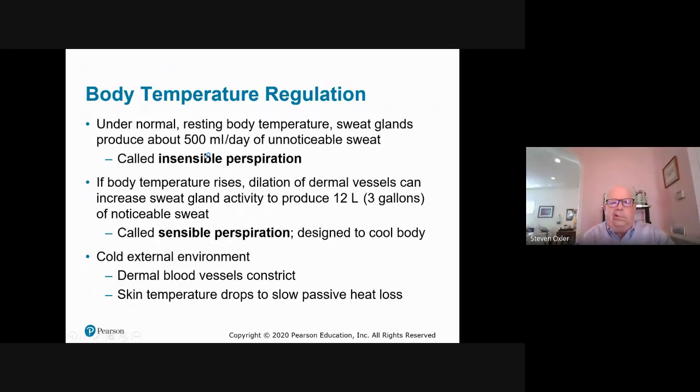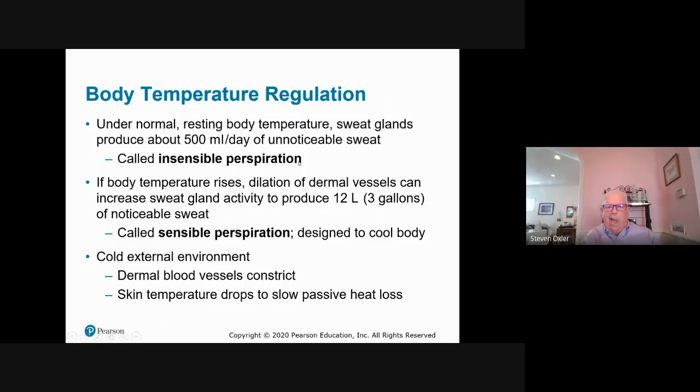The skin also regulates your body temperature. Every day you lose fluid. And the fluid that you lose every day normally is called insensible perspiration. Okay, this number is not important, but you lose water every day.